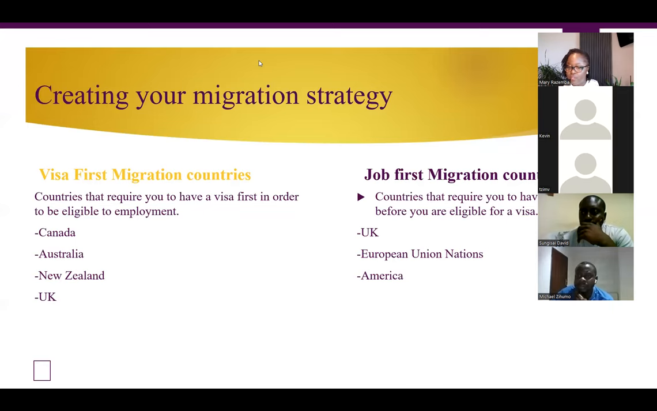The UK, the European Union nations and America, they champion for a job first. So you have to have a contract first. And once the contract is in place, then your employer is going to make sure that you have your documents and he's going to run around and make sure that you have your visa and everything else kind of falls into place after that fact. So this is the basis of your strategy.